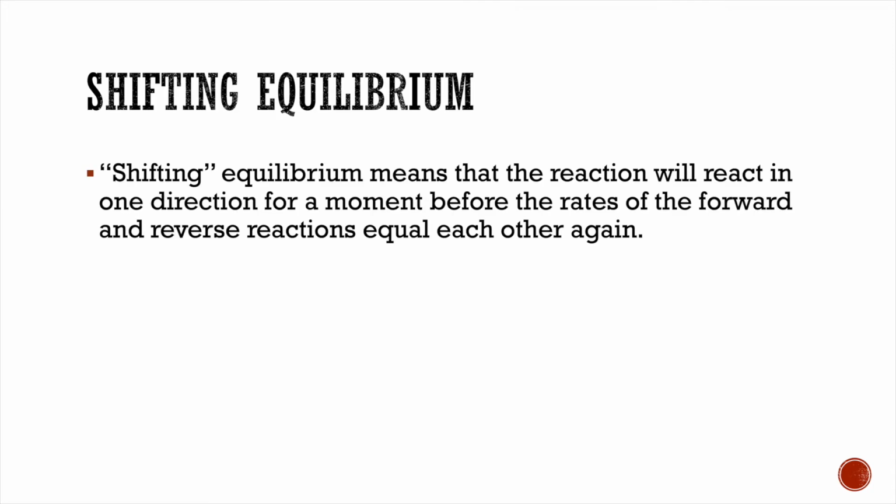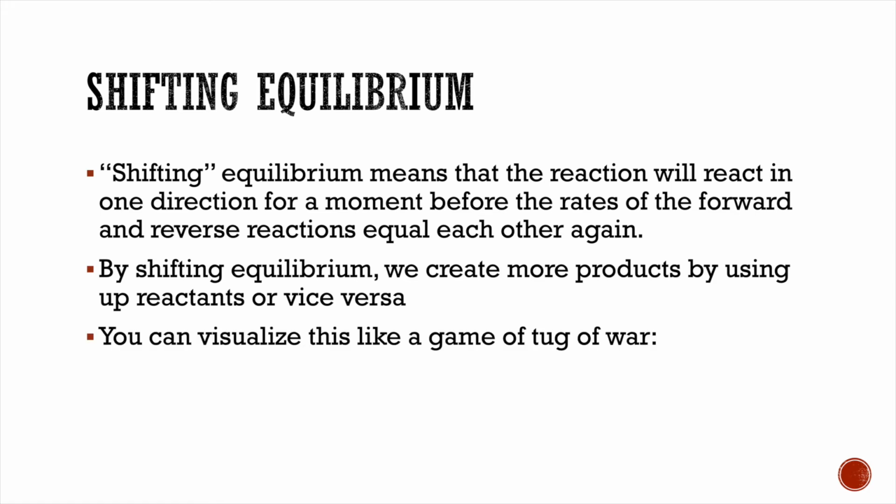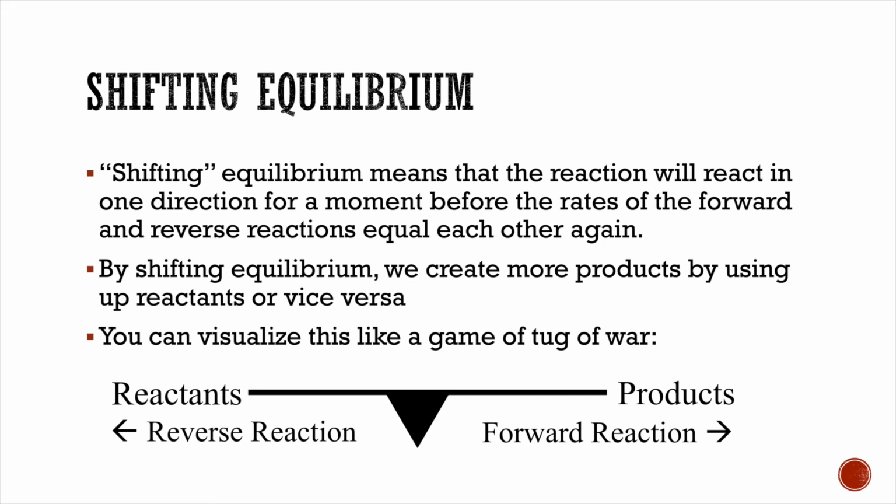So shifting equilibrium means that the reaction is going to react in one direction for a moment before the rates of the forward and the reverse reactions equal each other once again. So by shifting equilibrium, we create more products by using up reactants or vice versa. So it's like a game of tug of war. Right. I'm going to either pull it to the right or pull it to the left, but then I'm going to equal out again. So my flag is in a different position, but it's not moving again.